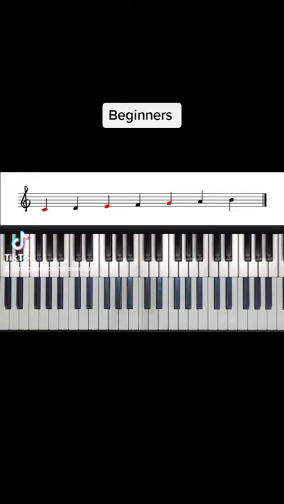And in your left hand, you can just play the root note, which is the note of the chord name, so that would be a C. This gives it a bit more depth and just makes it a bit more interesting.